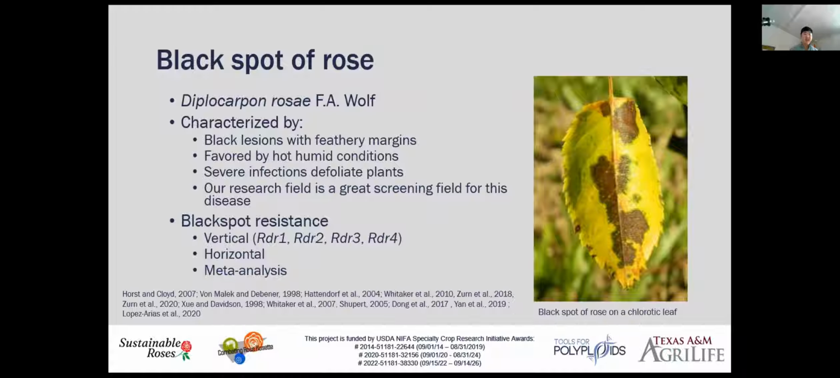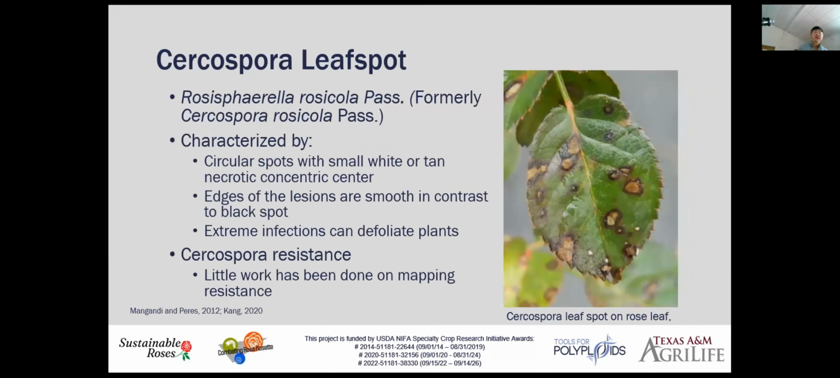There has been a meta-analysis done by Lopez et al., who just spoke. So there's been a lot of work done on this pathogen. On the other hand, Cercospora, we haven't seen as much work done in this fungus. Really, there were only 2 works done, one in 2012 and one in 2020, which was a master's thesis out of our lab.